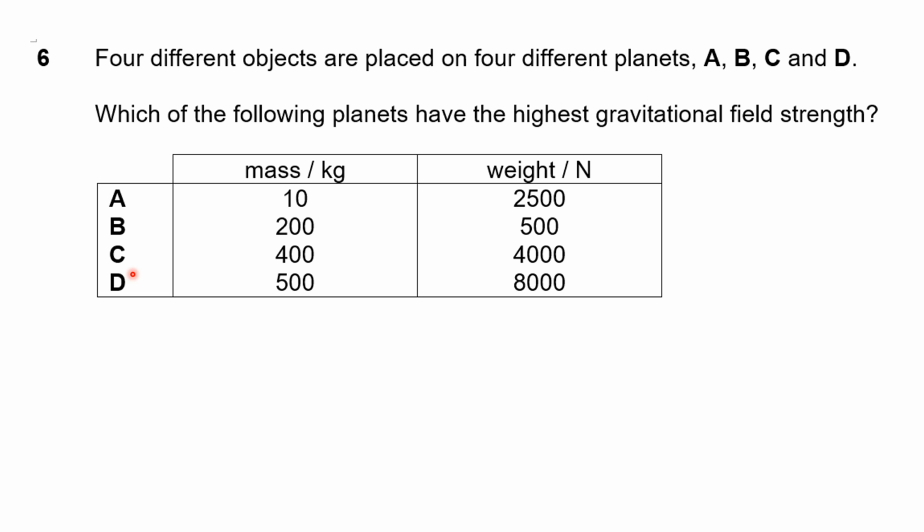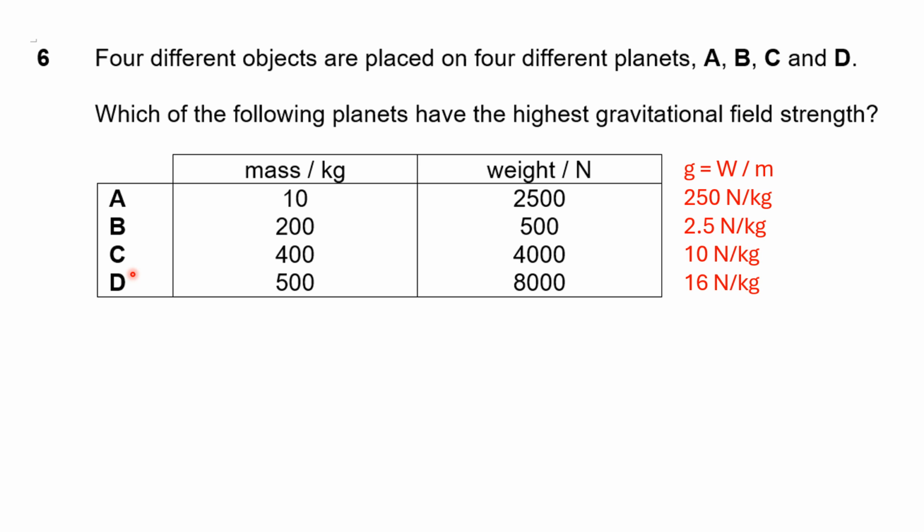For question 6, we've got 4 different objects placed on 4 different planets, and we are finding the gravitational field strength. We're looking for the highest one. So what we need here is to remember our formula for weight, or the formula for gravitational field strength. They're both the same formula, just rearranged, making either g or W the subject of the equation. So what we would have here is g equals W over m, the weight divided by the mass.